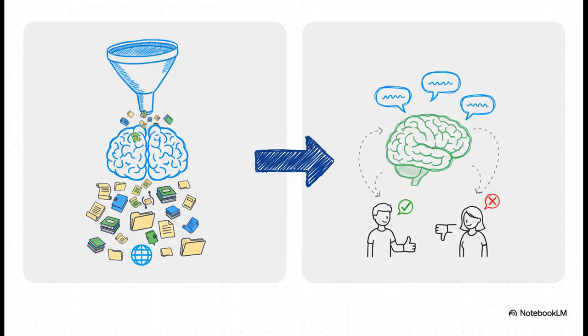But then comes the really important part, reinforcement learning with human feedback, or RLHF. This is where actual humans come in. They rate the AI's answers, they flag things that are unhelpful or unsafe, and they basically teach the model the nuances of being a useful tool rather than just a text machine.